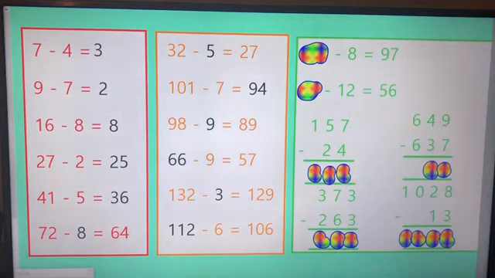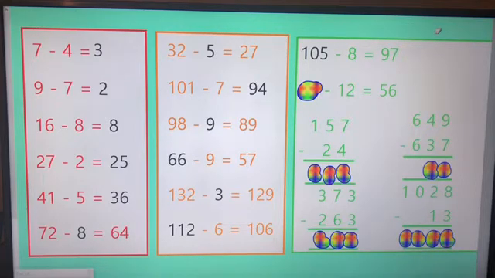See if you can count on with me from 97. Ready? Stop, stop. Go. 98, 99, 100, 101, 102, 103, 104, 105. Well done if you managed to get 105 for that one. That one wasn't easy. Let's move on to the next one.